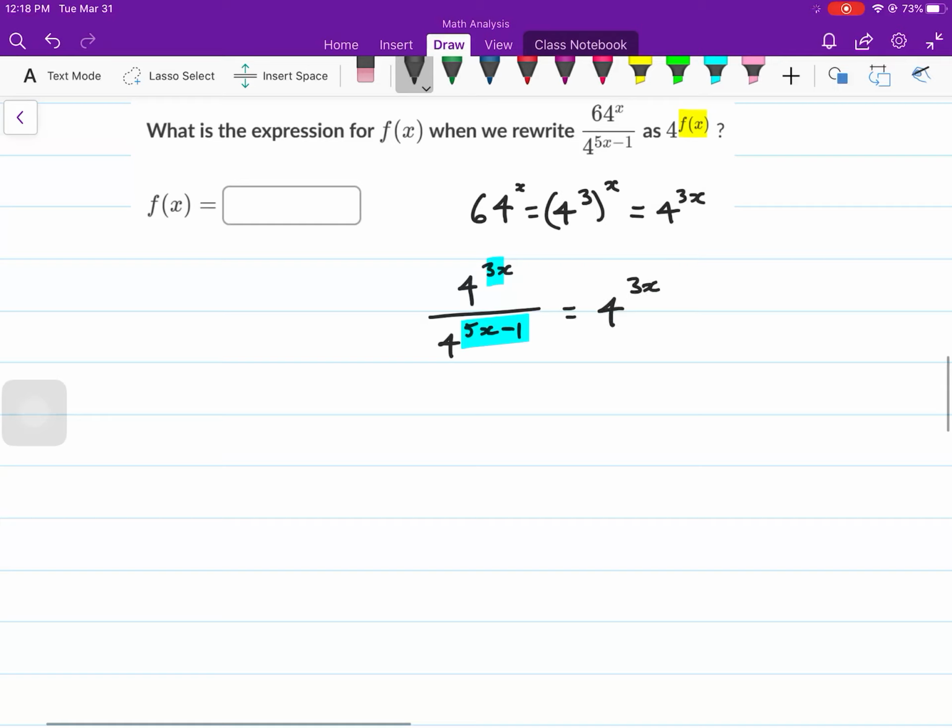4 to the 3x minus that entire exponent on the bottom. So you got to make sure you use those parentheses. So that's 4 to the 3x minus 5x plus 1, which is 4 to the negative 2x plus 1.